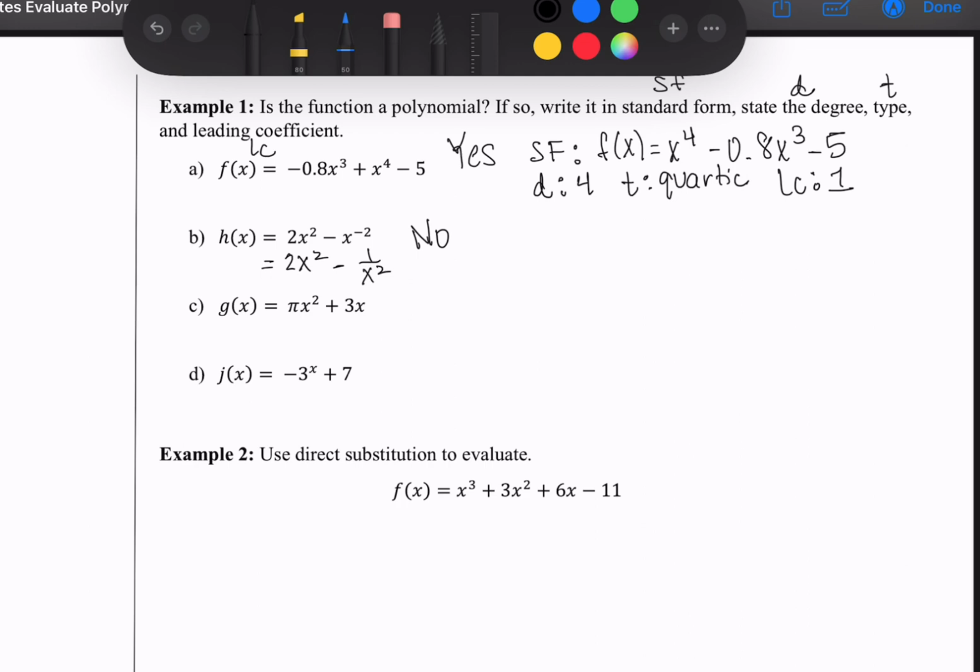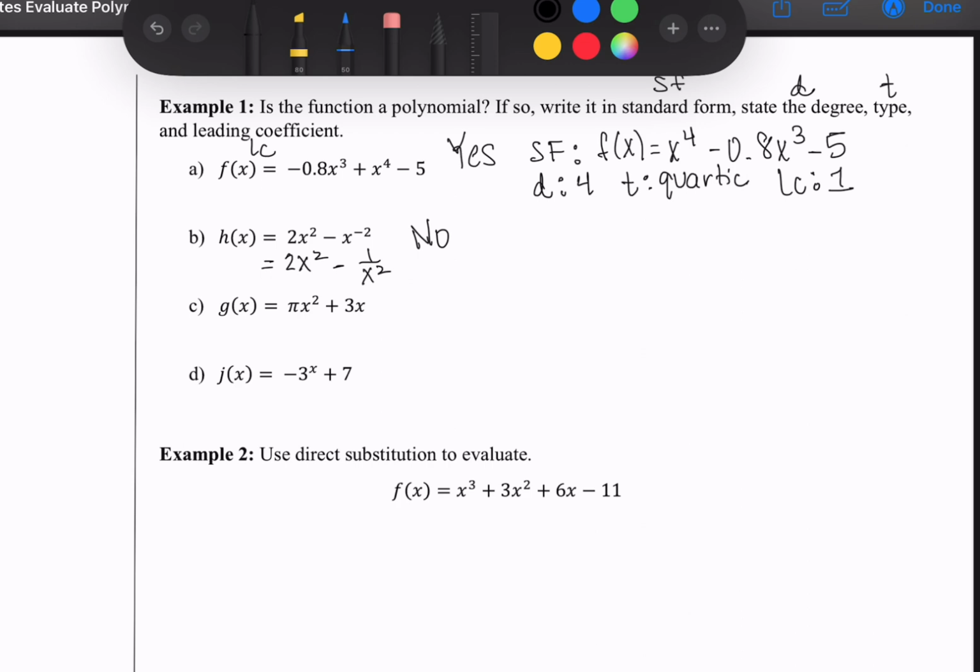All right, let's look at C. Well, let's see here. We got a pi. That's weird. What is pi? Well, guess what? Pi might be irrational, but it's not imaginary. So pi is just approximately 3.14. Goes on forever. It is irrational, but that's okay.